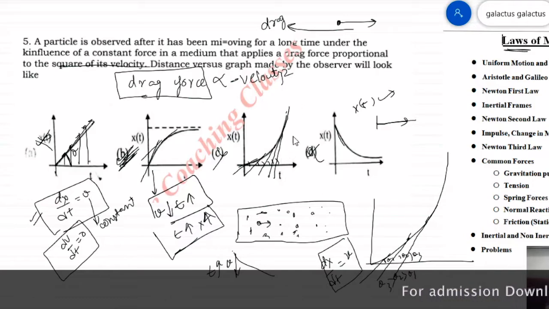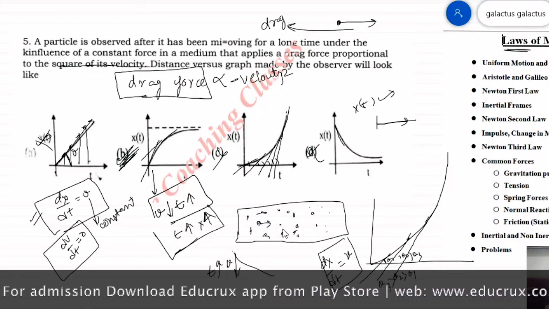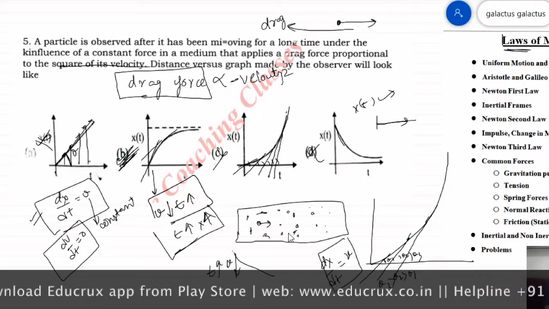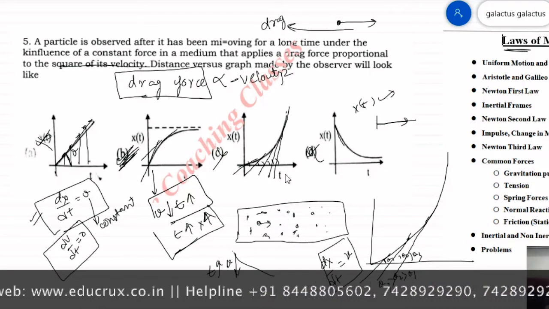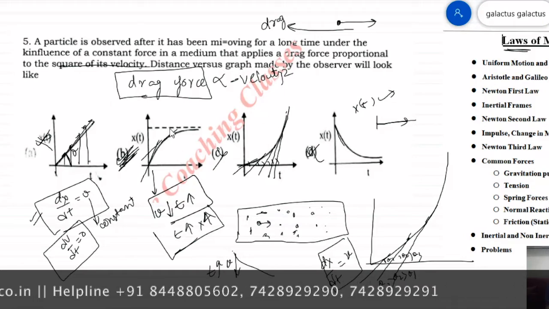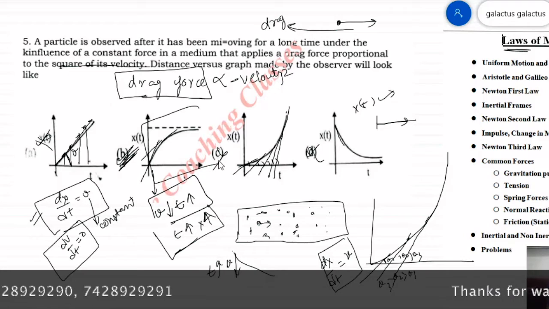So velocity is increasing with time, but when a particle is moving through a viscous medium or experiences a drag, then its velocity will decrease with time. So this is also wrong. So we are just left with B. So this is our correct answer.